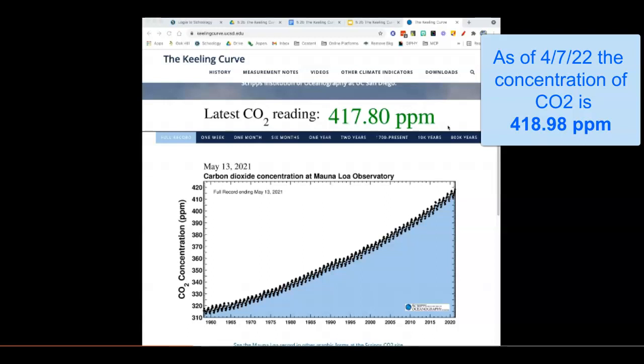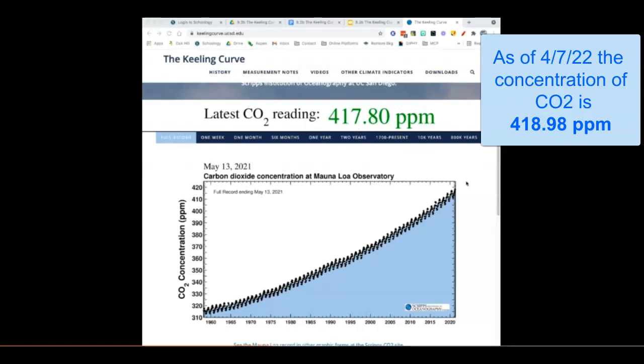So when we say there's 12% of something, what we're saying is out of 100%, there are 12. And this is, instead of out of 100, we're looking at out of a million. So out of the million, there are 417.8 bits of carbon dioxide, if you want to think about it. It's a concentration.